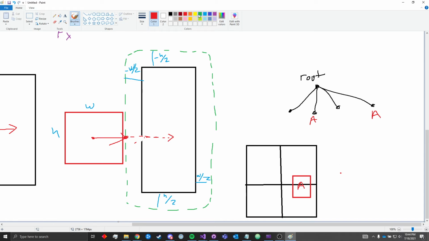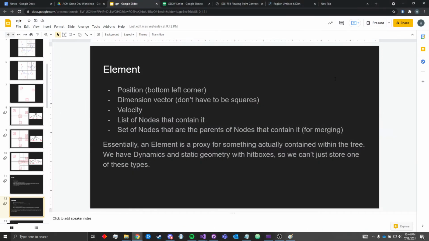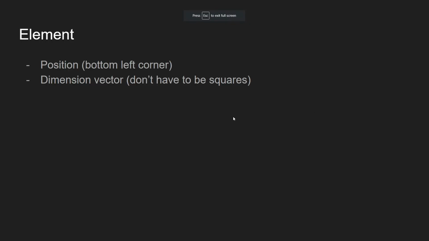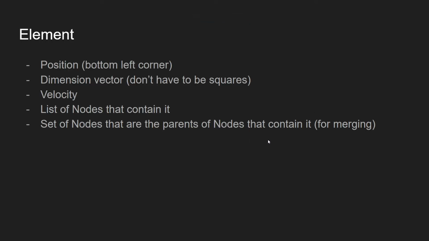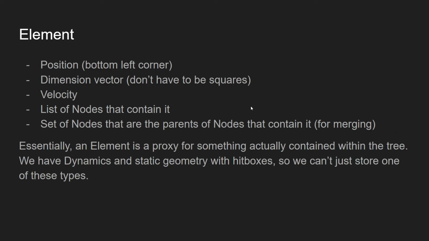Now, A will store a reference to both this node and this node, but the parent of that is this node. And both of these have the same parent. And we don't want to reference the same, I call it grandparent, twice. So a parent node of an element is the node that contains it, and then a grandparent node of an element is the parent of its parent node. And we don't want to store that grandparent node twice, so that's why it's a set. Just make sure there are no duplicates. And again, that's going to be for merging.